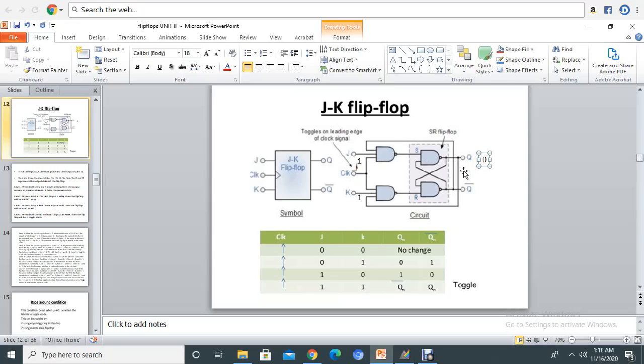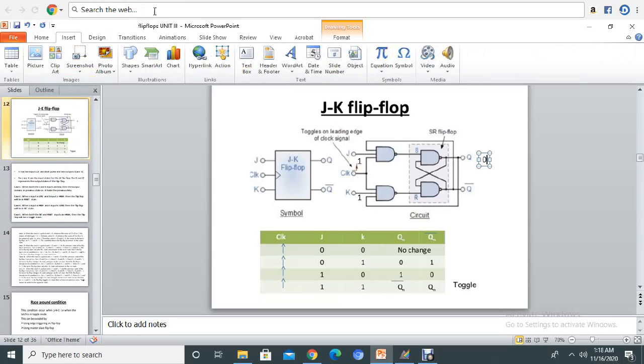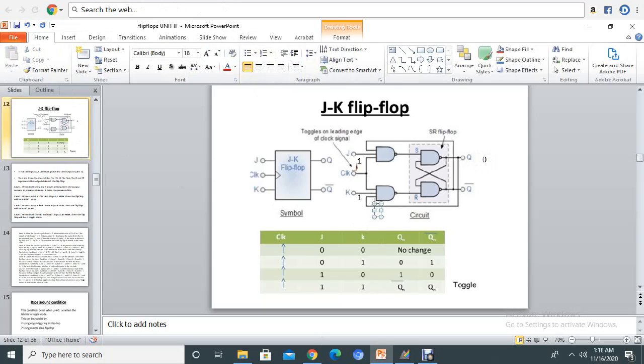Now the 0 is applied to this NAND gate. One of the inputs of this NAND gate is 0, so the output will be 1.